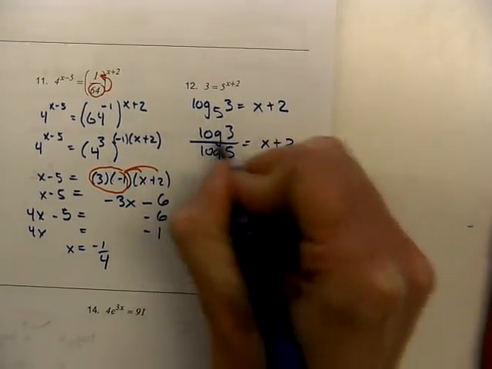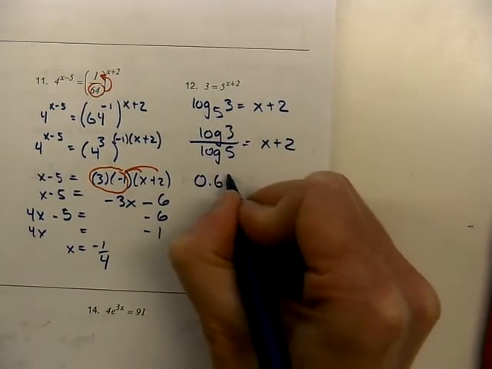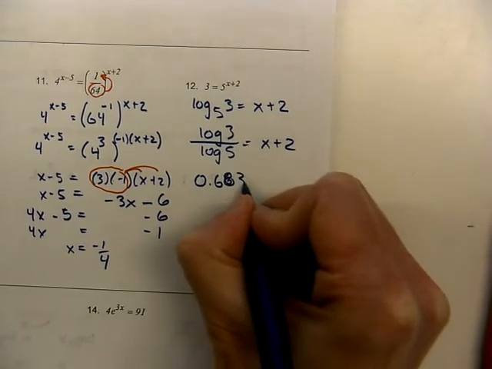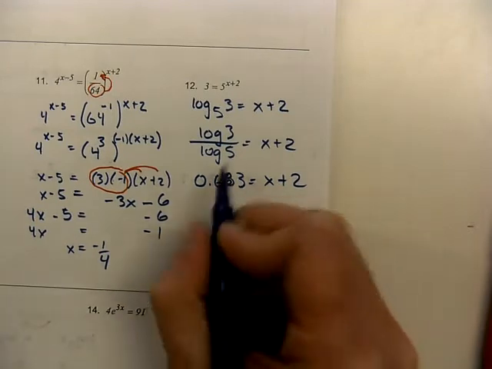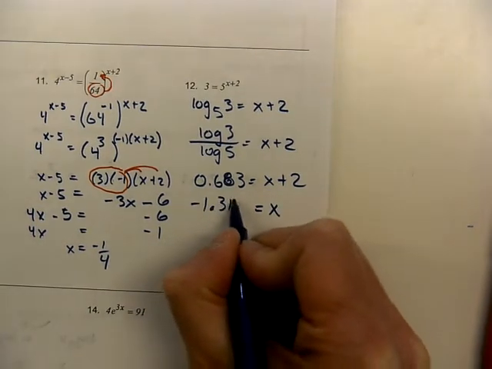Going to my calculator and typing that in, 0.683. And then subtracting 2 from both sides to get x by itself, so -1.317.